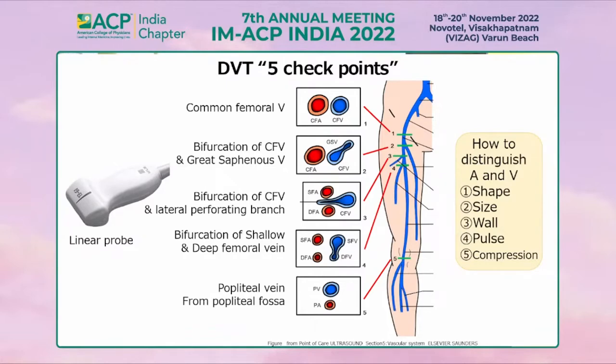Arteries and veins are differentiated by shape, size, wall thickness, pulse, and compression test. In a typical case, there is no doubt. But if you are not sure about the distinction between arteries and veins, check these five findings.